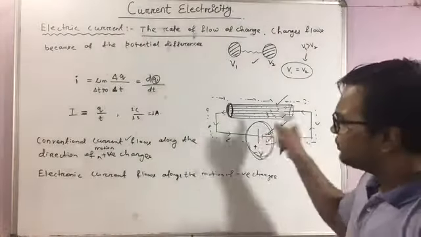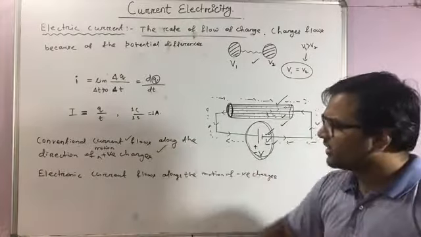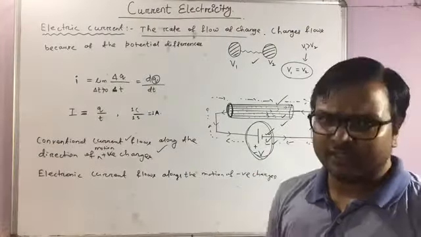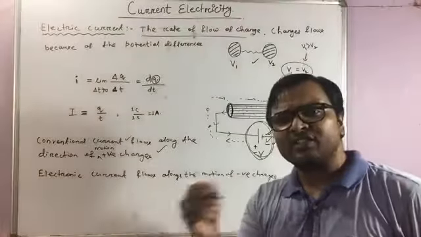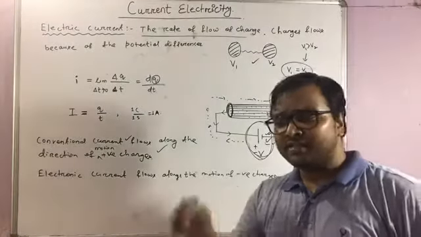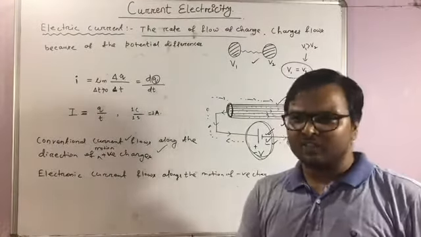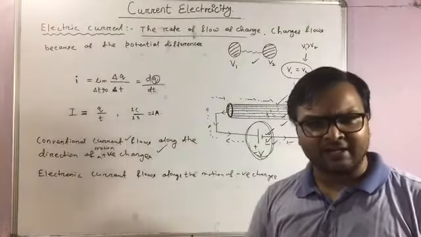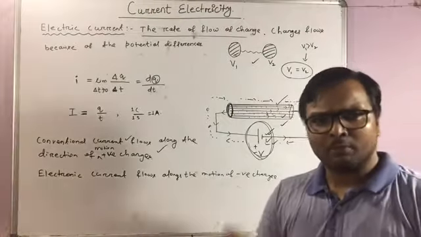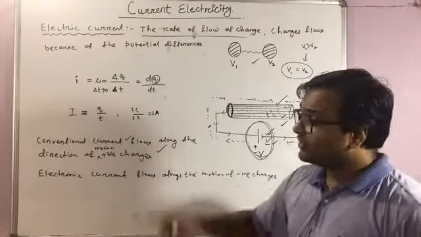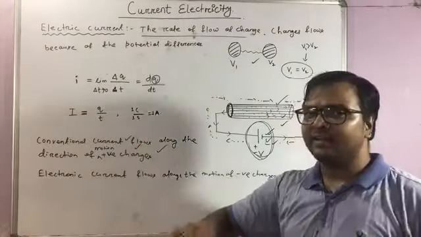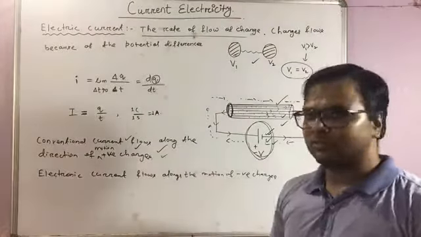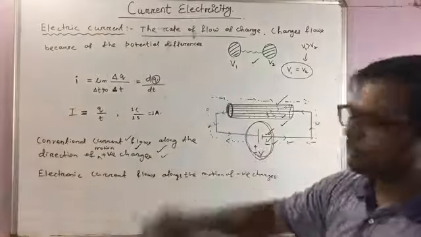And you see, this conventional current has importance in the case of liquids. Whenever a current passes through a liquid, the current passes because of the ions. In a liquid, both kinds of ions are present, positive ions and negative ions. So in that case, this conventional current has an important role. Clear? So this is the concept of your electric current.